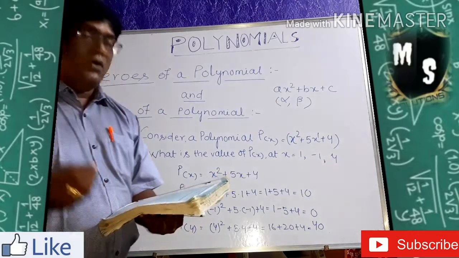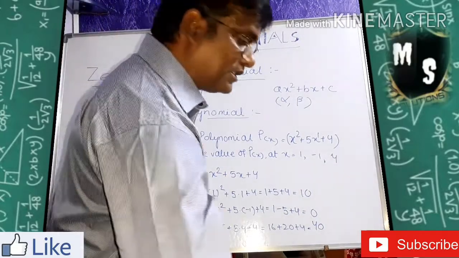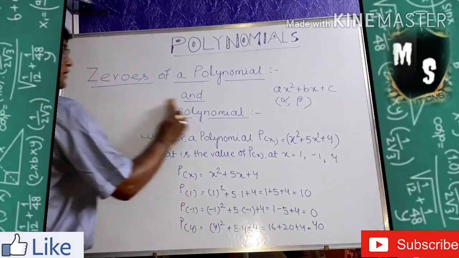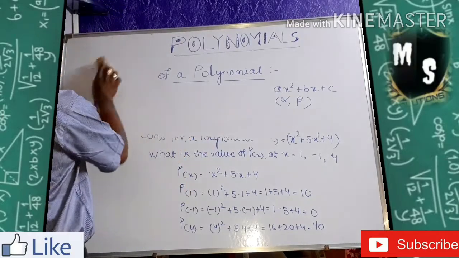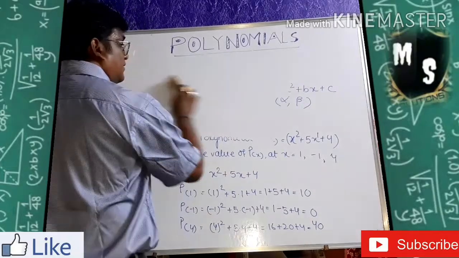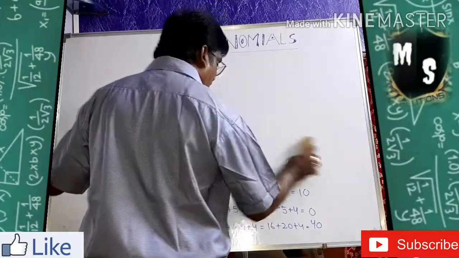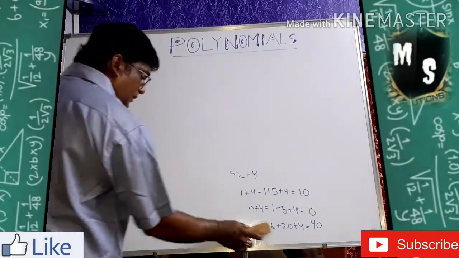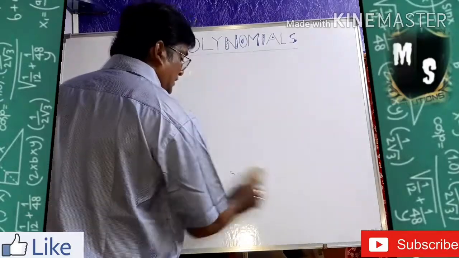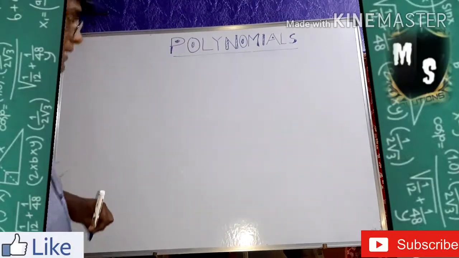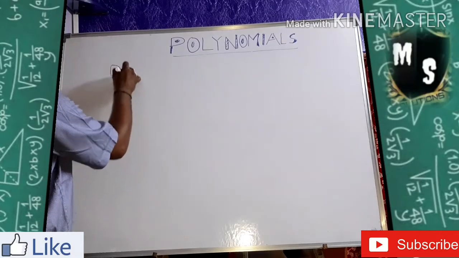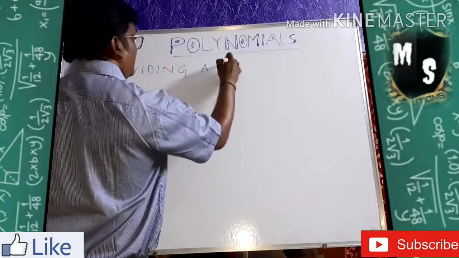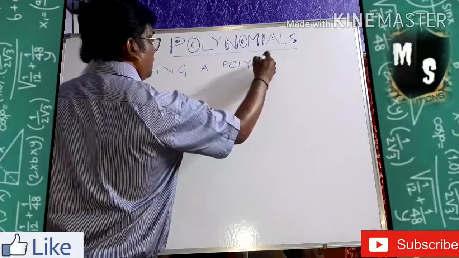Now come to the next part of the polynomial. The next part is called dividing a polynomial. What is that? Dividing a polynomial. So we are right now going for the division of polynomials. Let's see how the divisions will go on. Very important, please try to understand. It is continuing for the 10th class again. So the heading is dividing a polynomial.